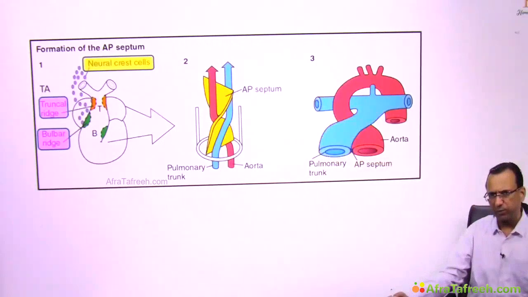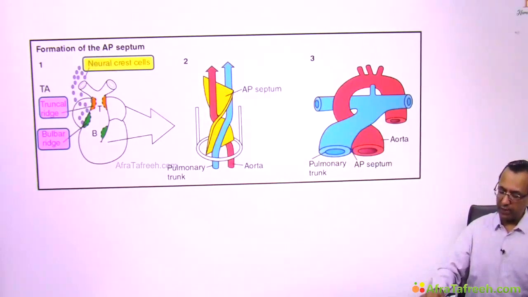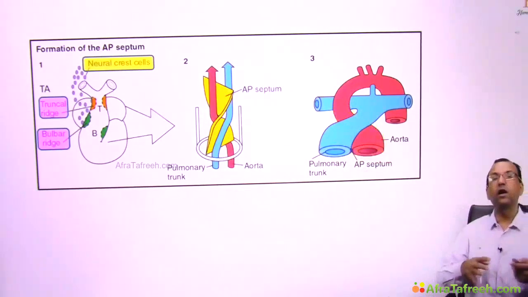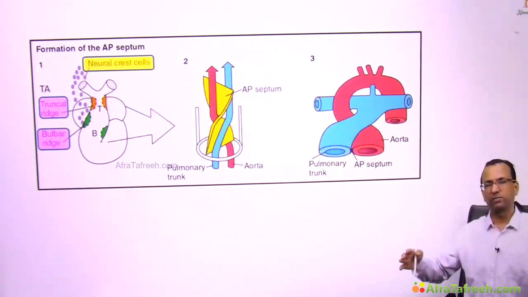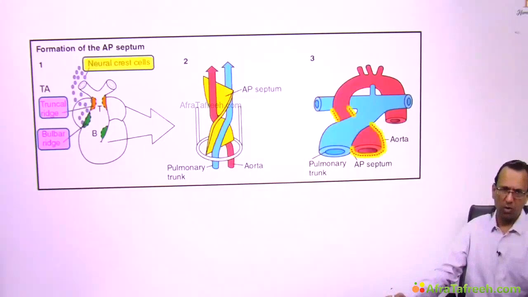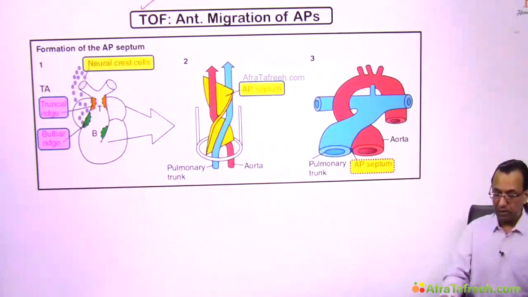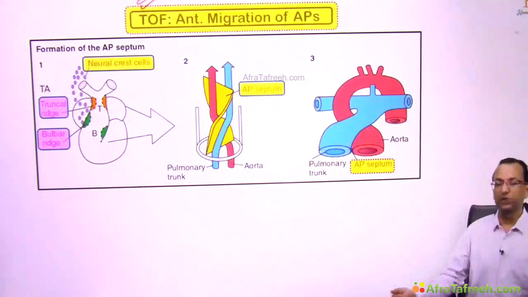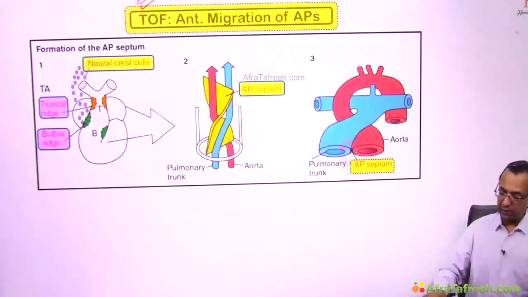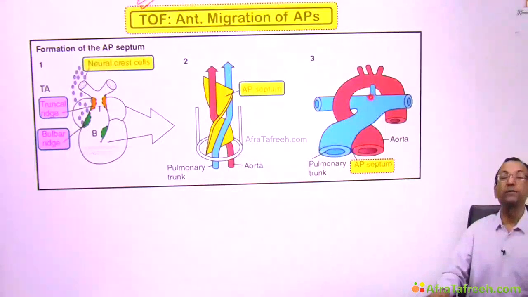And what will happen to the posterior aorta? The posterior aorta obviously will become large. If the anterior vessel becomes small, the posterior vessel becomes large. It is called overriding aorta. Overriding aorta with pulmonic stenosis. Are you trying to talk about the tetralogy of Fallot here? Yes, remember, tetralogy of Fallot occurs due to anterior migration of the AP septum, resulting in anterior vessel narrowing, pulmonic stenosis, and the posterior vessel becoming very large, which is overriding aorta.